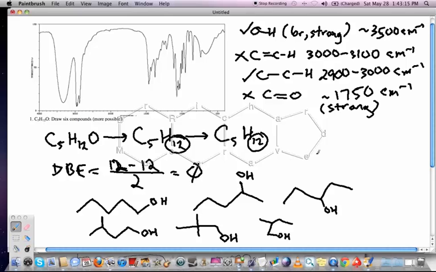But let's look at some that would not be reasonable. Now you might say, well, what about this one? 1, 2, 3, 4. 1, 2, 3, 4. There we go. Something like that. Well, the problem with that is that there's no OH in the compound. Even though it's a legal isomer of C5H12O, it's not one that fits this data because there's no OH in the compound. So there could be no ethers present in this particular example.